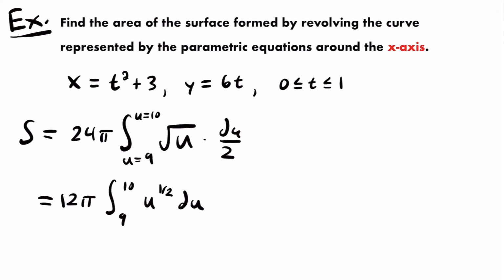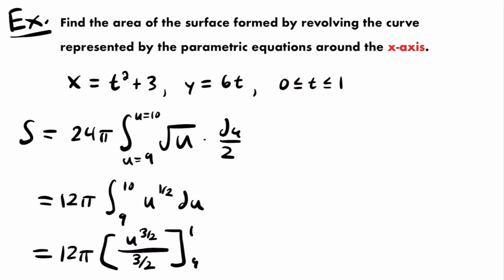Okay, so now we can integrate with respect to u. Let's use the power rule of integration. We add 1 to the exponent and then divide by that new exponent. So this is equal to 12 pi times u to the 3/2 power, because 1/2 plus 1 is 3/2, and then we will divide by that new power of 3/2. And this is evaluated from 9 to 10.